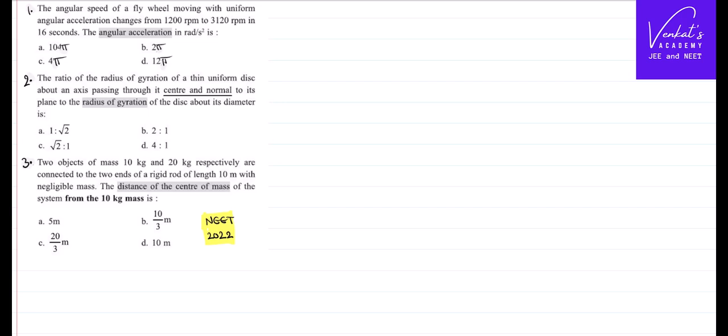Here in this video, we are going to solve 3 problems that appeared on system of particles in NEET 2022. Let us have a look at the first question. It says, the angular speed of a flywheel moving with a uniform angular acceleration changes from 1200 rpm to 3120 rpm in 16 seconds. What is that acceleration? Let us try to solve this first question.